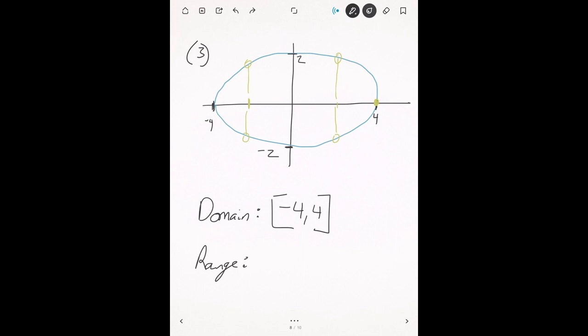Then the same thing with the range. We're trying to figure out how far high and how far low it goes. So if I pick a random y value, does it give me a coordinate point?